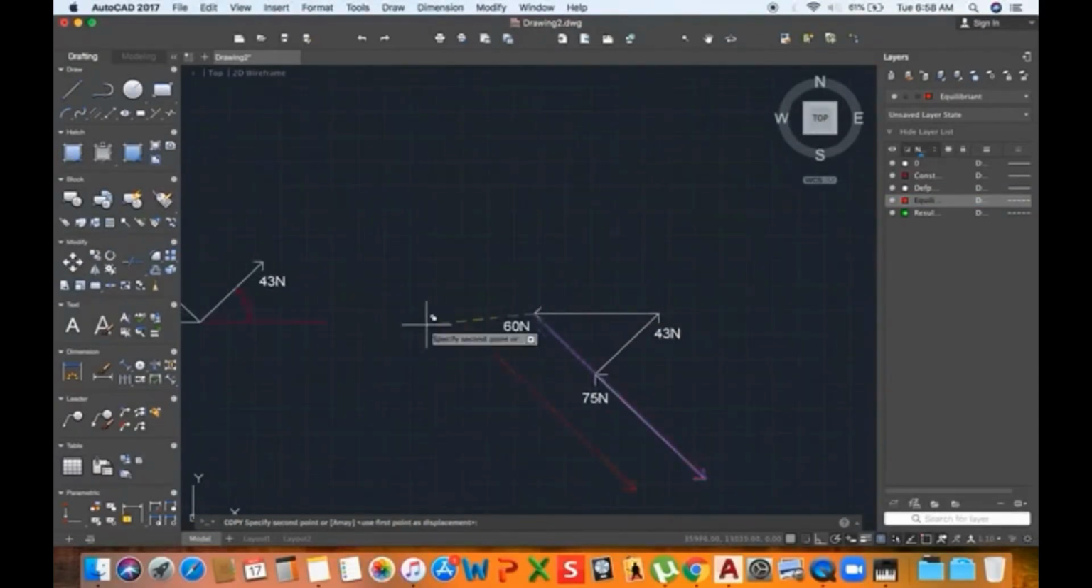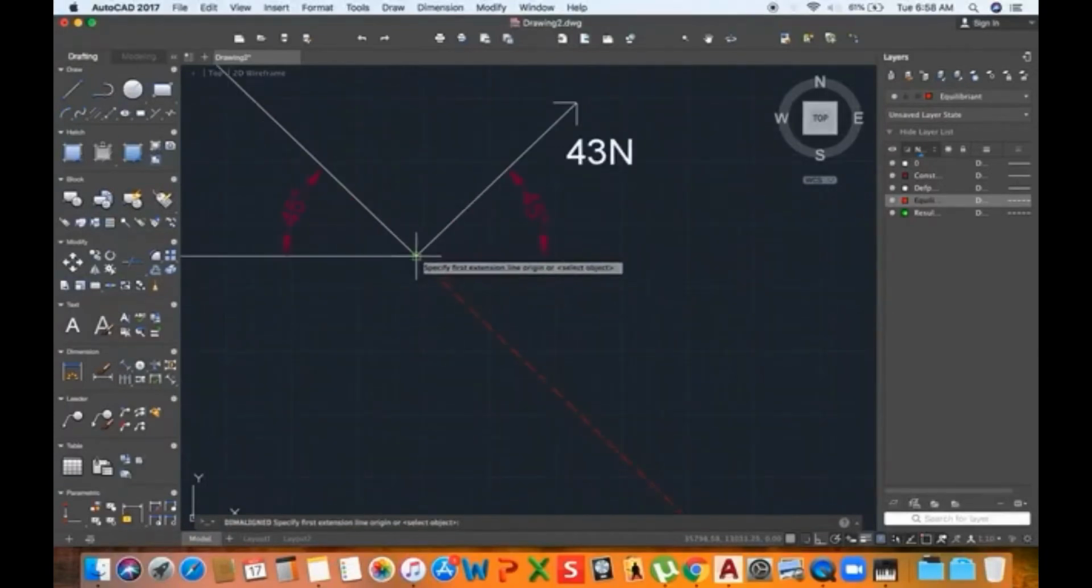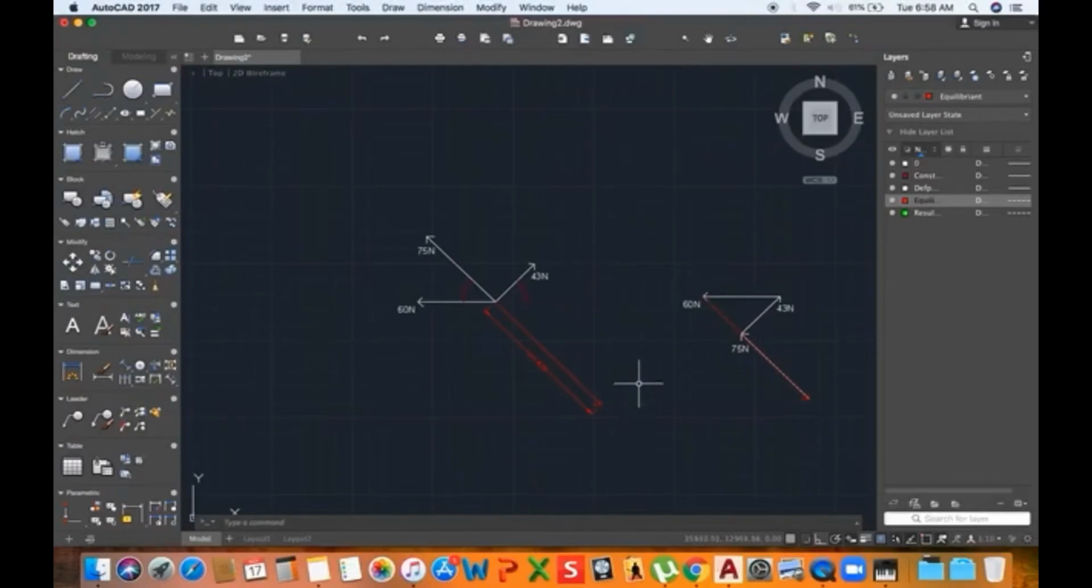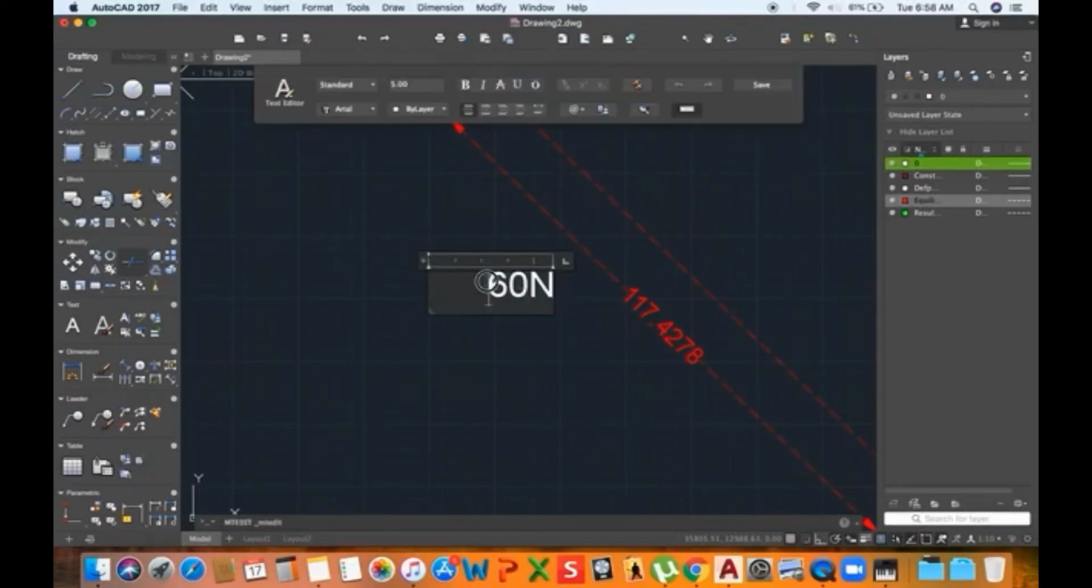So let me copy this equilibriant, and I'm going to add it. So the equilibriant force, in order to keep this body in equilibrium, will have to be here. And you can go ahead and measure the direction. Now this equilibriant force needs to be 117.43, if we're rounding to 2 decimal places.